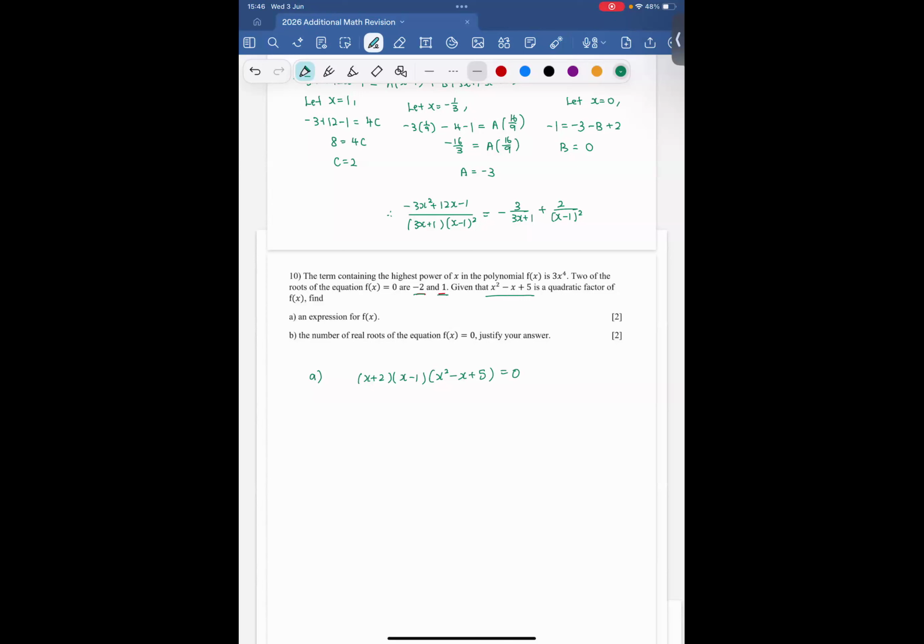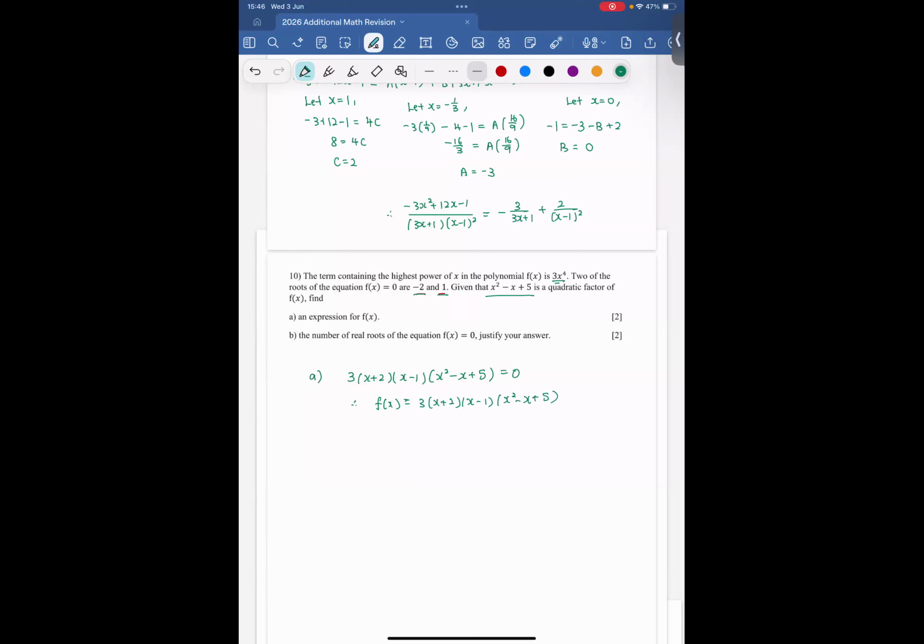So only when this is the situation, you will write x equals to minus 2 or x equals to 1 later. But the question also says that the highest power of x is 3x^4. In this expansion that we have, we only get x to the power 4. We don't get a 3. So what you need to do? You need to add a 3 here. So from here, you can just say therefore f(x) is simply equals to 3(x + 2)(x - 1)(x^2 - x + 5).